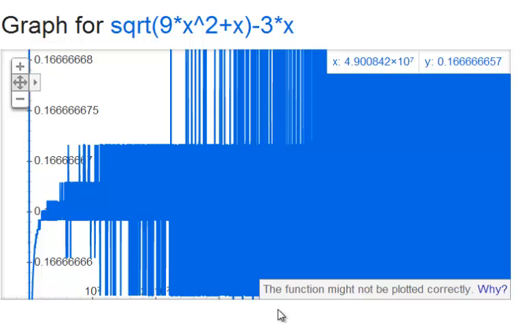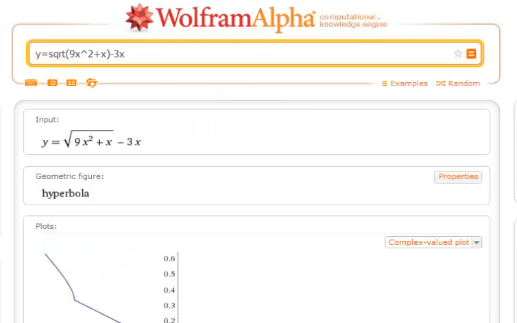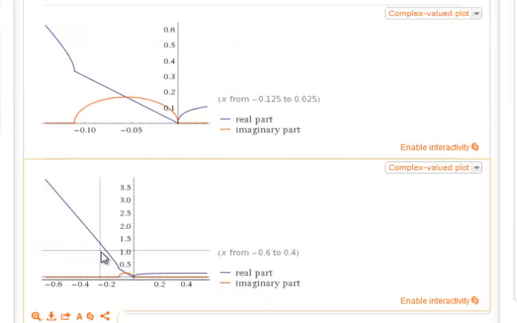Okay, I think I almost blew up Google there. It says the function may not be plotted correctly. Yeah, no kidding. It's a mess. So I can try Wolfram Alpha. The graph we're looking at here is the blue graph right here. And it looks like a big hockey stick, but it doesn't look like it's 0. You see that the real part's above 0.